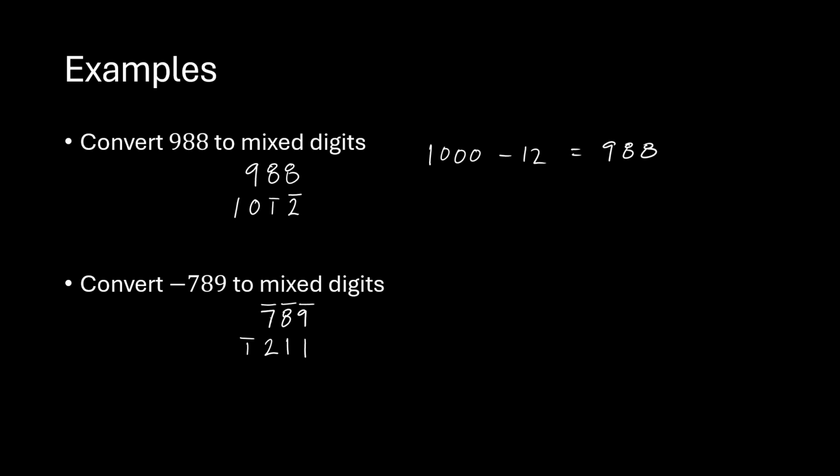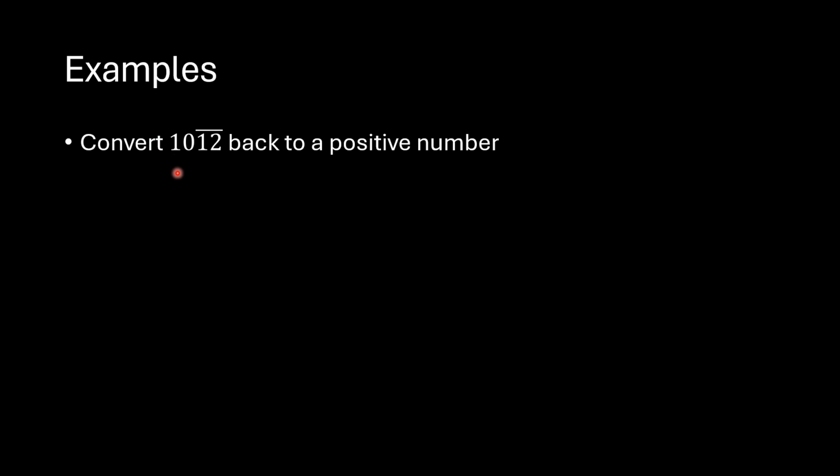Again, you can check this on your calculator. Take negative 1000 and then add 211, and you'll get negative 789. Now let's look at the opposite. Let's take a number that has mixed digits, and let's convert it back to either a positive number or a negative number. You don't necessarily have to be told what you need to convert it into, because if you look at the leading digit, if it's positive, then you know it's going to be converted into a positive number. If it's a leading negative, then you know it's going to be a negative number.